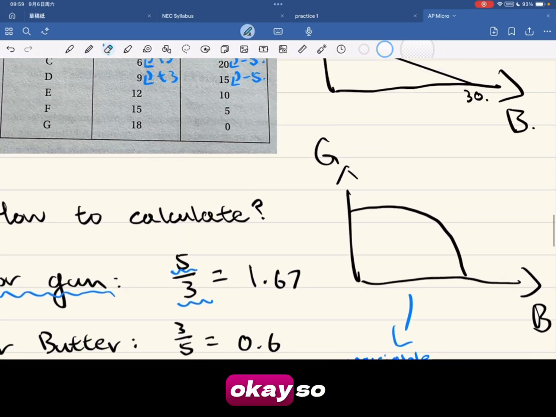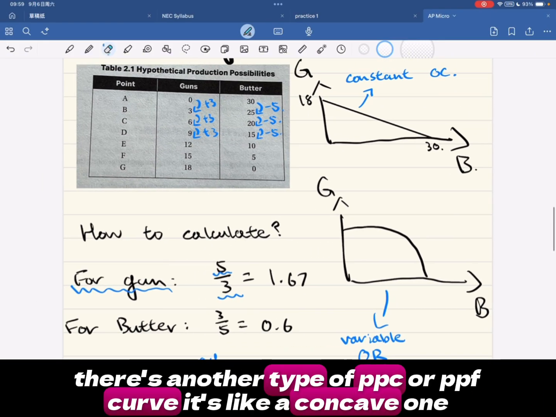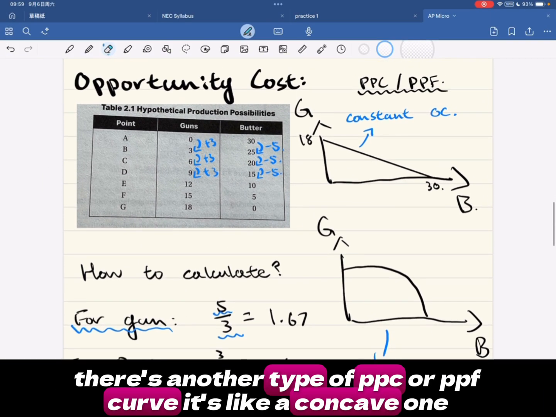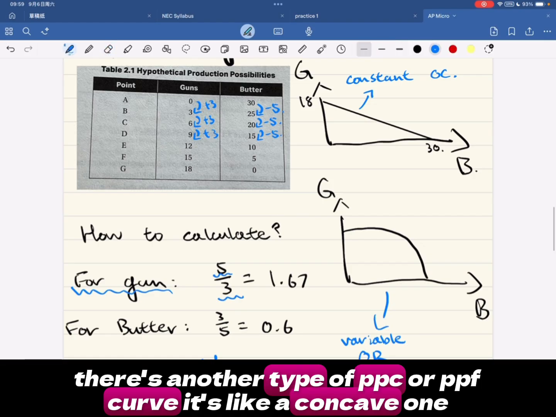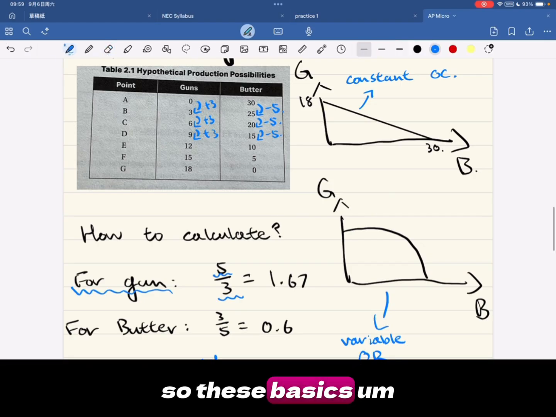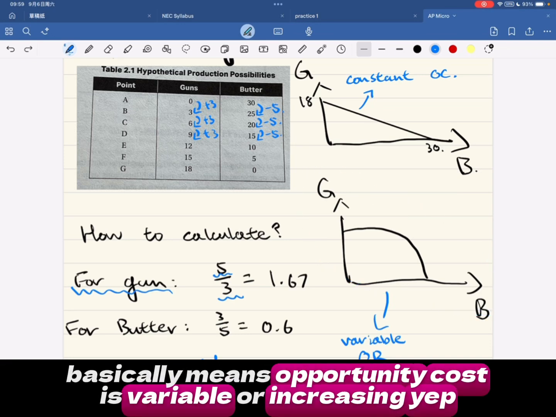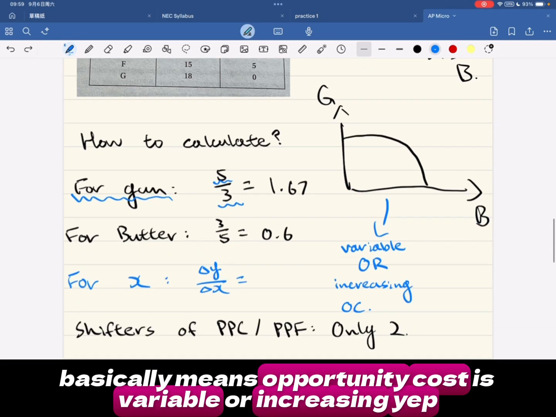Okay, so there's another type of PPC or PPF curve. It's a concave one. This graph basically means opportunity cost is variable or increasing.